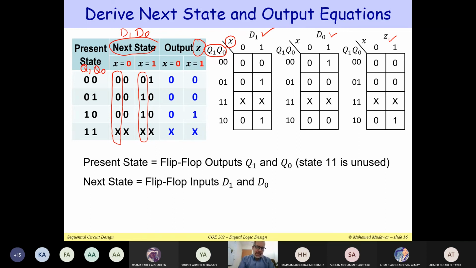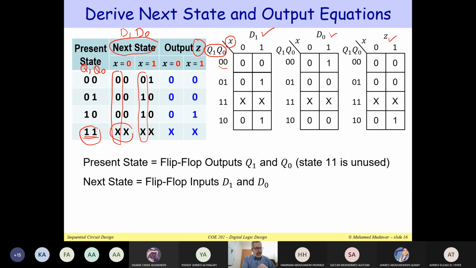Now, in the case of the present state, it can be anywhere from 00 to 11. Notice that 11 is not a used state. It is unused. Because it is unused, we are not really expected to reach the state. There is no transition to the state in the state diagram. So in state 11, it does not really matter, because you are not supposed to reach this state.